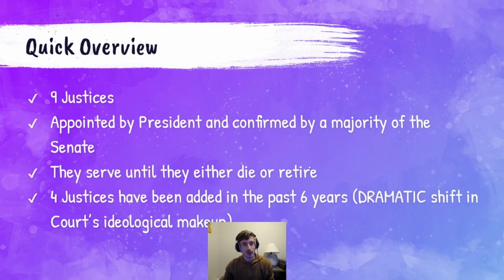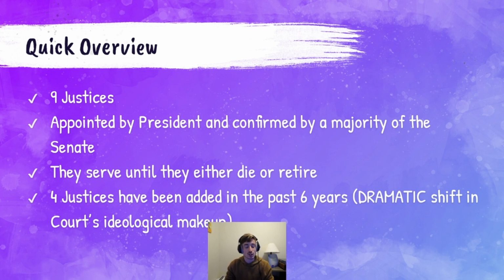Now, quick overview. There are 9 justices on the Supreme Court. It has not always been that. It started as 6, fluctuated to 7, 8, 7, up to 9. In the late 1800s, I believe, is when it was finalized to 9 to represent the 9 district courts that were present at that time period.